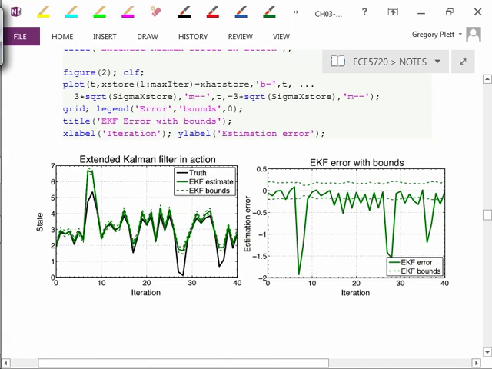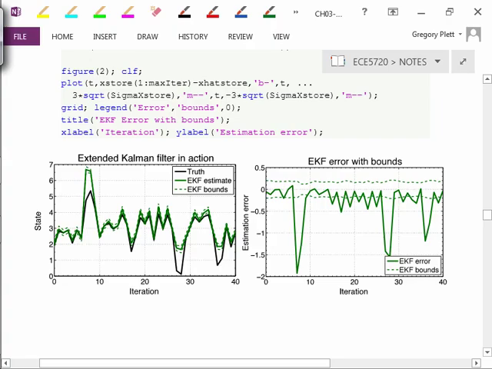Here are the results that this code gives for one example simulation. The inputs are random, so if you copy this code and paste it and run it yourself a number of times, you'll see that sometimes the code appears to do better and sometimes it appears to do worse. This is a relatively typical example of the extended Kalman filter in action for this particular set of equations and assumptions.